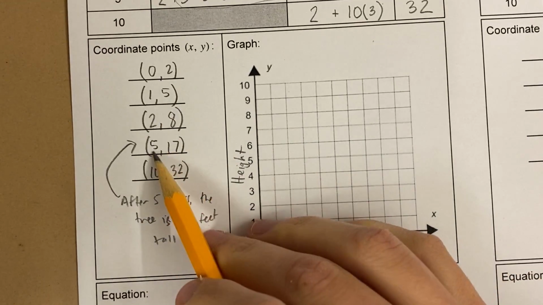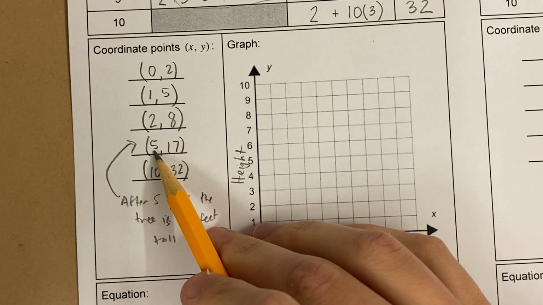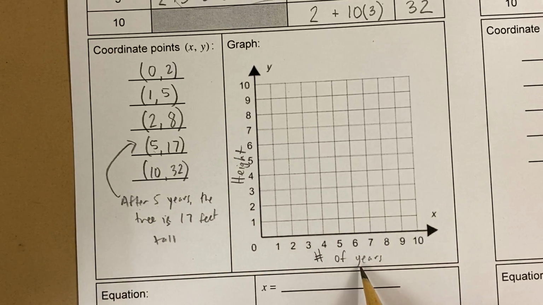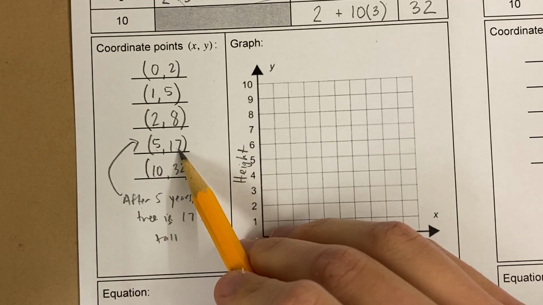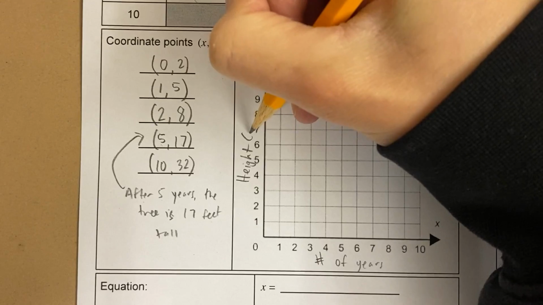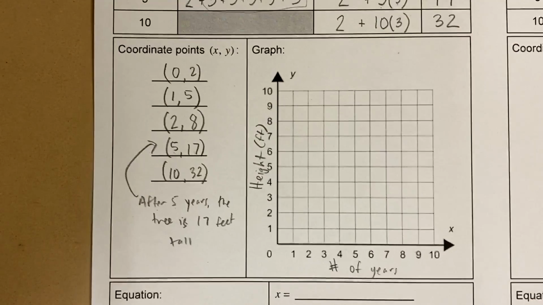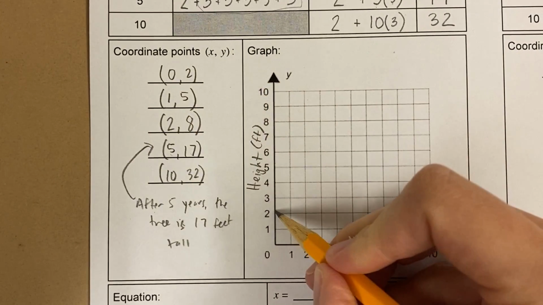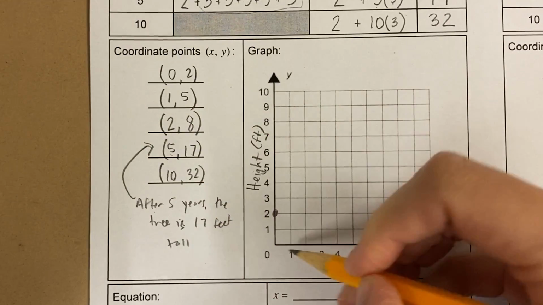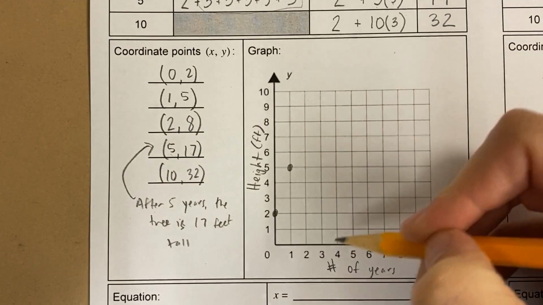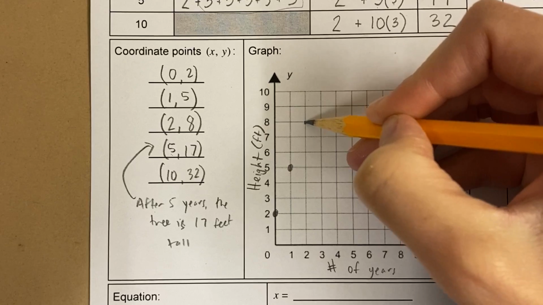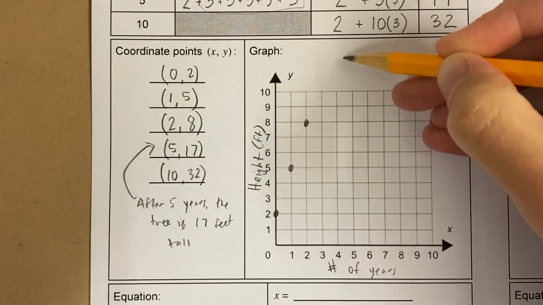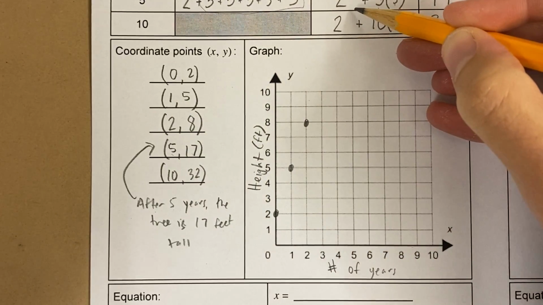Okay, so like this, right? This is saying if the X value is 5, that means after 5 years, number of years, then the height of the tree is 17 feet, right? This is height in feet. Okay, now look, I can graph these points, right? Here's 0, 2. Here's 1, 5. Here's 2, 8. Now look, I run out of graph, right? I don't have space to graph 5, 17, but it would be somewhere here.